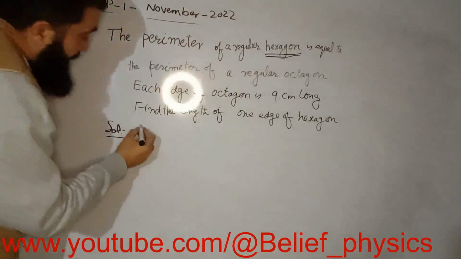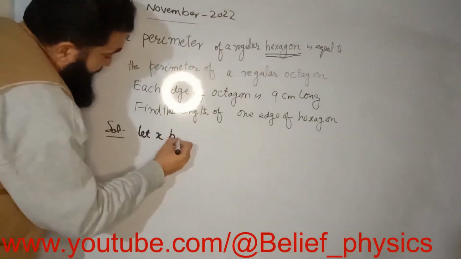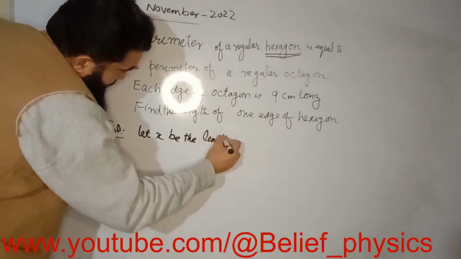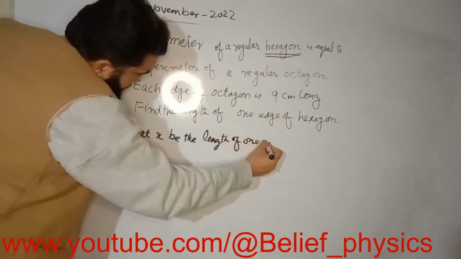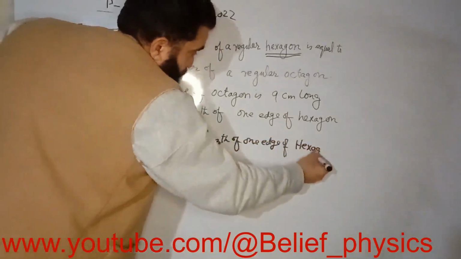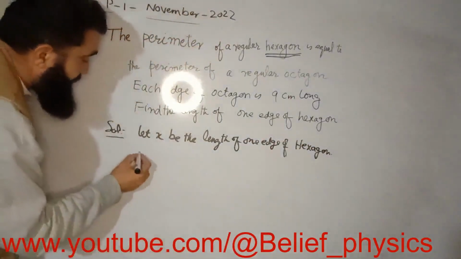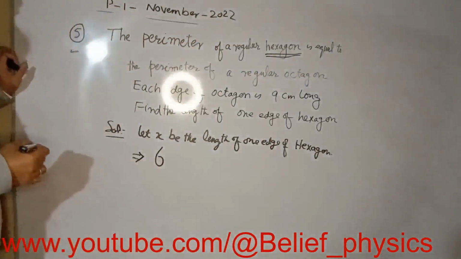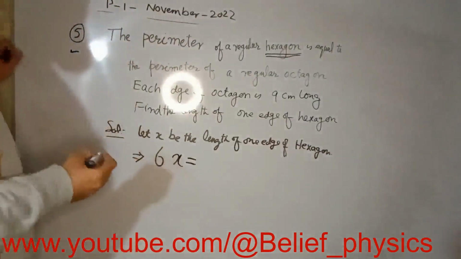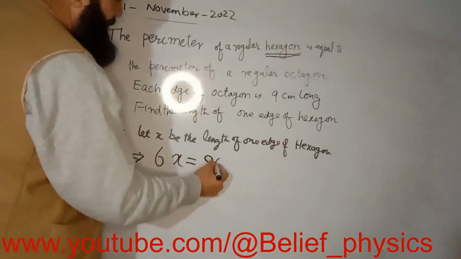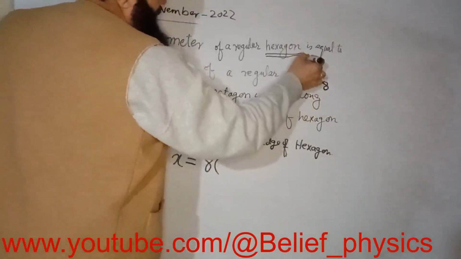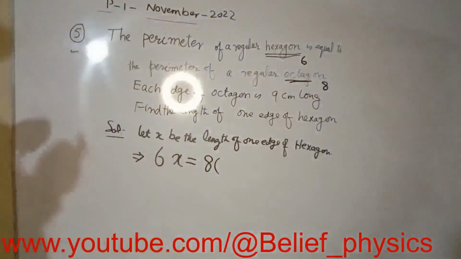How do we write it? Let x be the length of one edge of the hexagon. We suppose it. So its perimeter will be 6x, because a hexagon has 6 sides. So 6x will be equal to 8 times the length of one edge of the octagon, because an octagon has 8 sides. It has 6 sides, octagon means 8, so 8 sides.